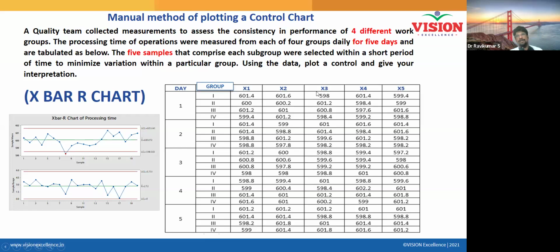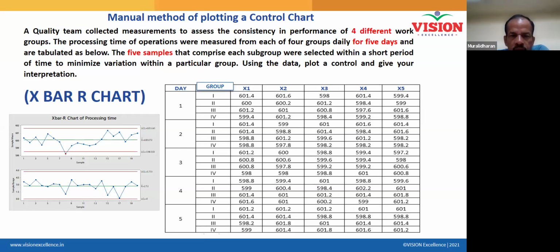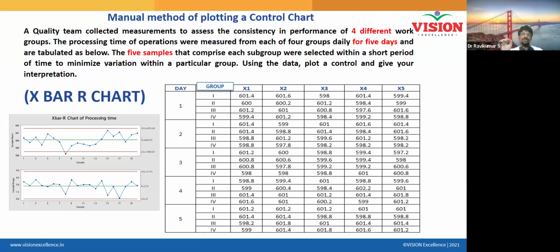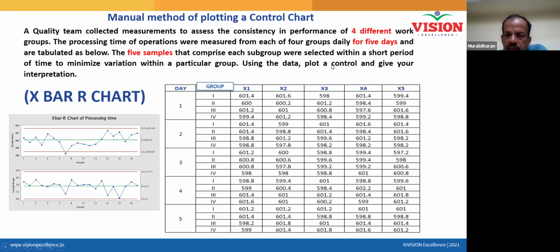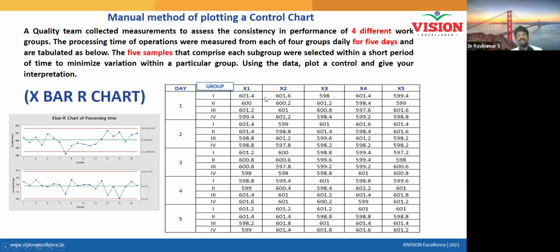So what is the subgroup size here, guys? What is the subgroup size? 5, 5. So in this case, what chart do we have to choose? X bar R chart. Yes, X bar R chart. Very simple. So now for every shift the quality team collects 5 samples.